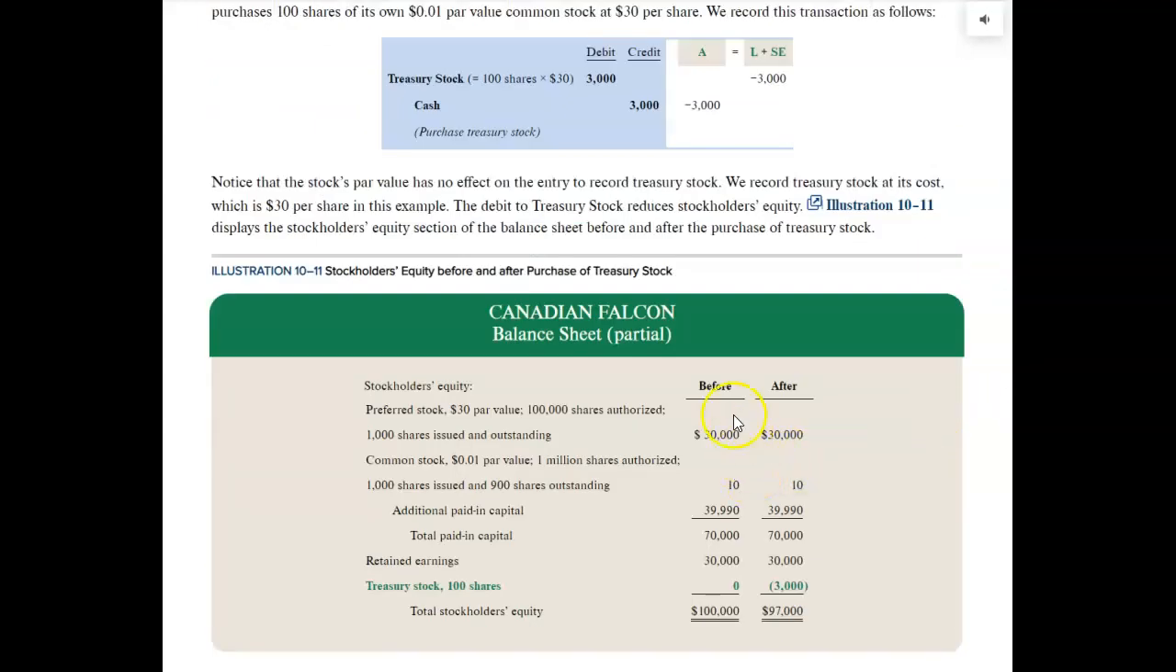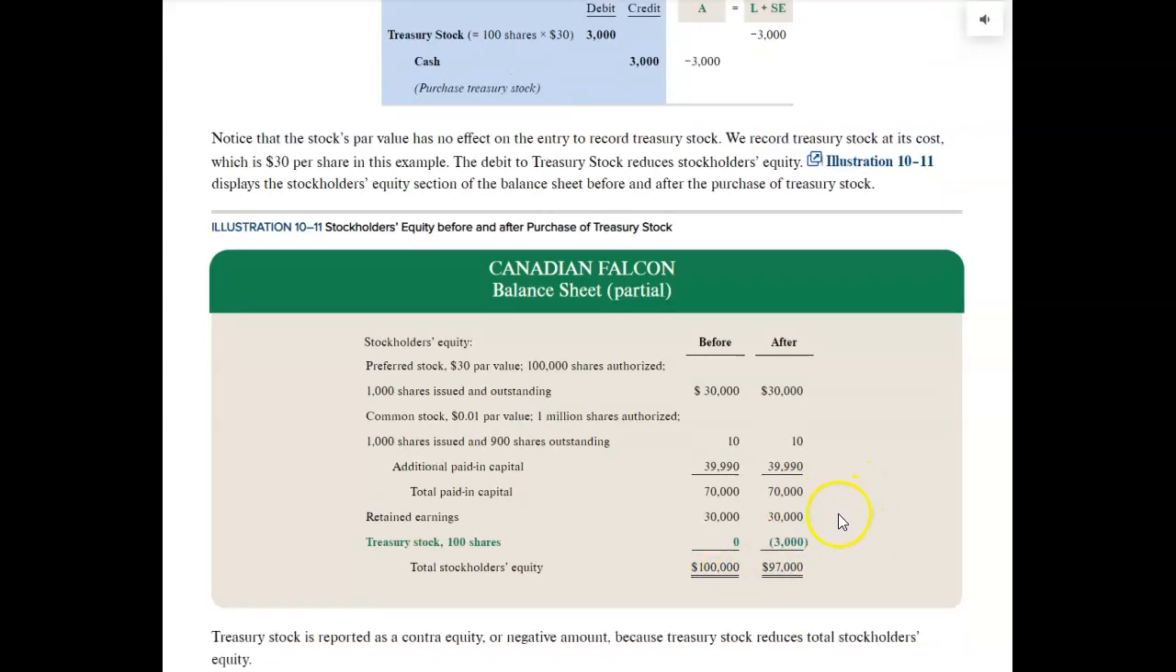So here is a before and after picture of the stockholders' equity section. We saw this earlier. What has changed? We now have a negative $3,000 over here. Treasury stock, it's a contra stockholders' equity account. So it goes with these other stockholders' equity accounts, but you put it in here as a negative number. So we're down to $97,000 in the stockholders' equity amount.